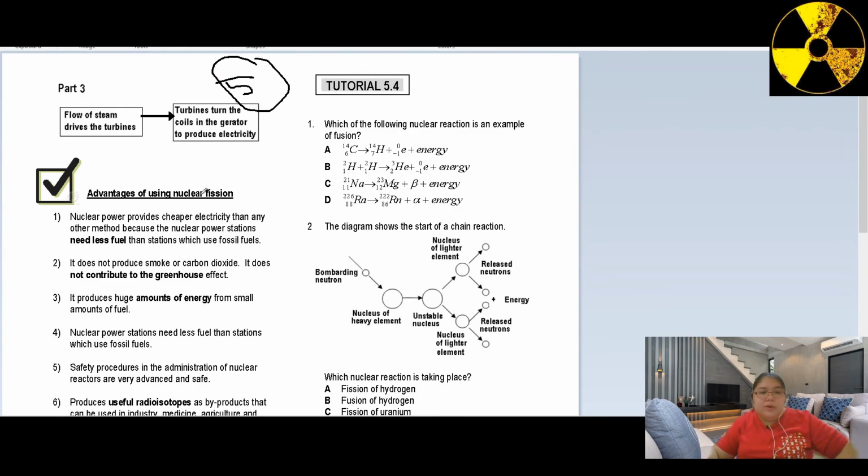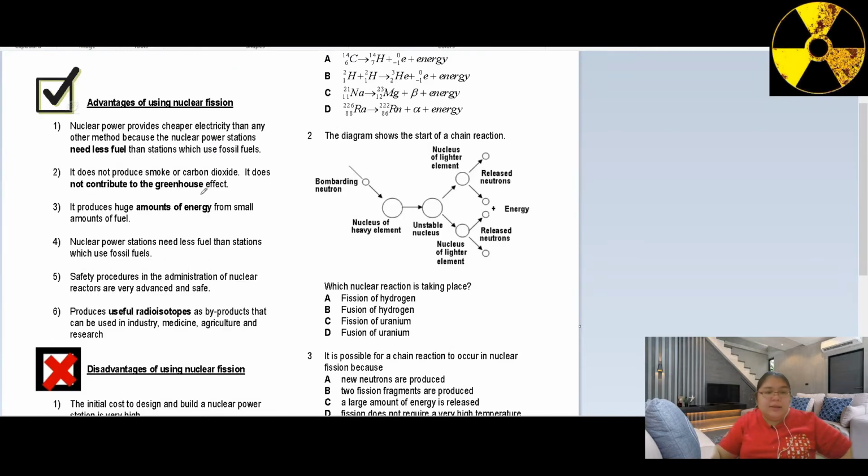Okay, then we continue with the advantages and disadvantages of nuclear fission. From here, you can read by yourself. Let's see what the advantages are. The first one, they say nuclear power provides cheaper electricity than any other. Because a nuclear power station needs less fuel. That means no need to use fuel or charcoal, they're just using uranium. So they can produce cheaper electricity.